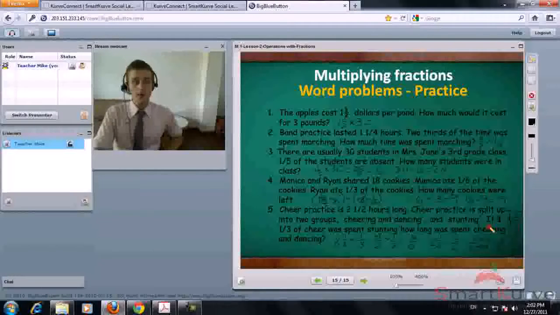Okay, so go ahead and go back over the practice problems. And that is how you multiply fractions and multiply fractions from word problems.